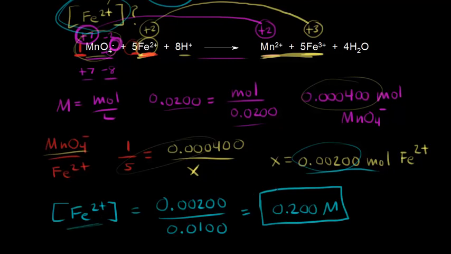So you could have used the MV equals MV equation and modified it because our ratio isn't 1 to 1 here. So that's another way to do it. But I prefer to actually sit down and do these calculations and think about exactly what's happening.